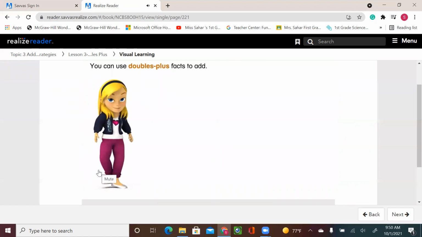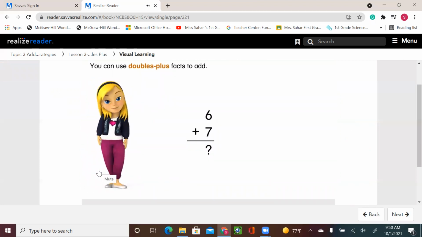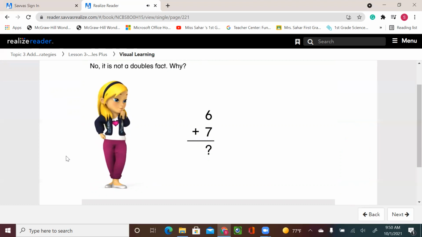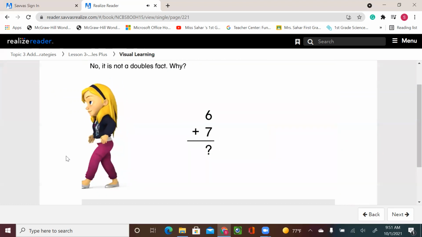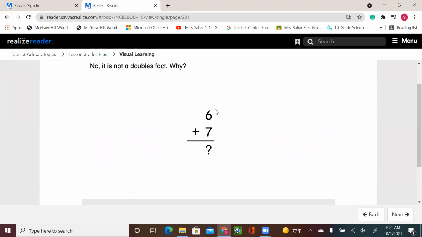You can use doubles plus facts to add. Is this a doubles fact? No, it is not a doubles fact. Why? Because the two addends are not the same. One reason is that both numbers being added are not the same.